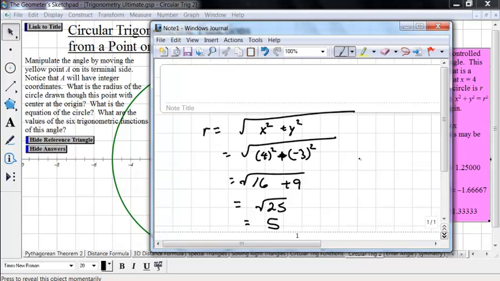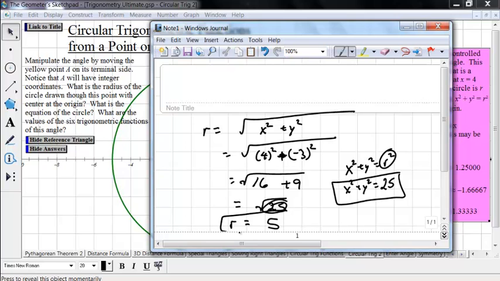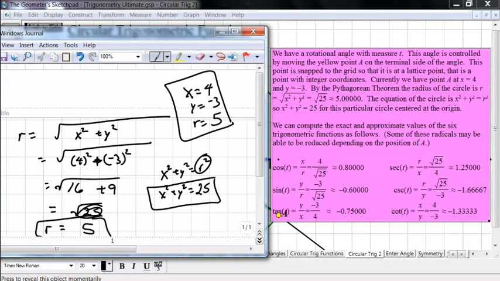So the equation of our circle is always x squared plus y squared equals r squared. The left side are variables, and then we just plug in our number r. r is 5, squared is 25, so it's what's under the square root here. So there's the equation that we're looking for, and of course r is 5 is the other thing we were looking for. Now the next thing we're going to look for is the sine, cosine, and tangent. Notice that we have x equals 4, y equals -3, and r equals 5.